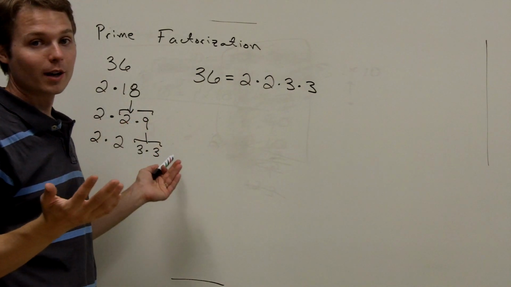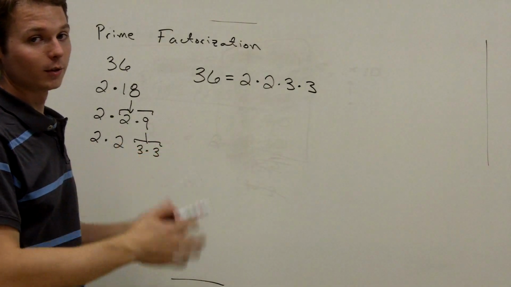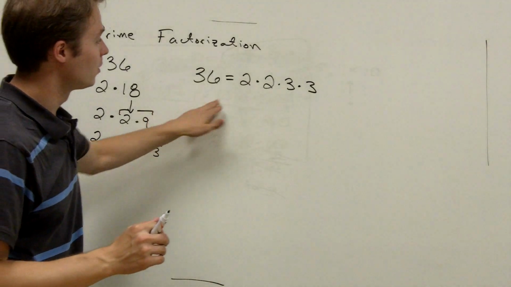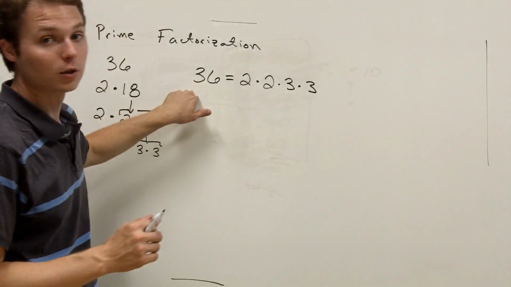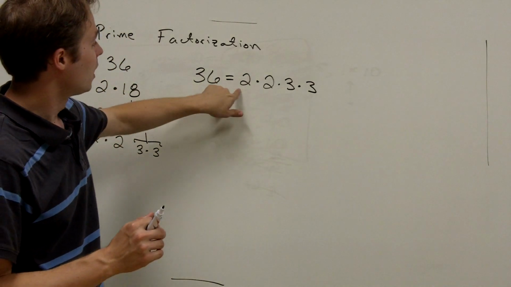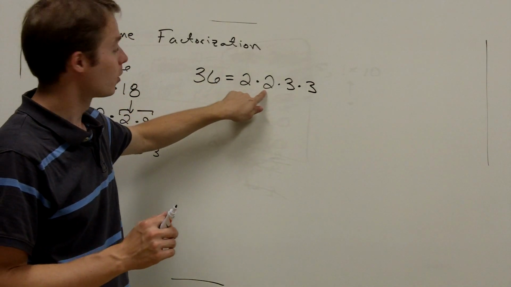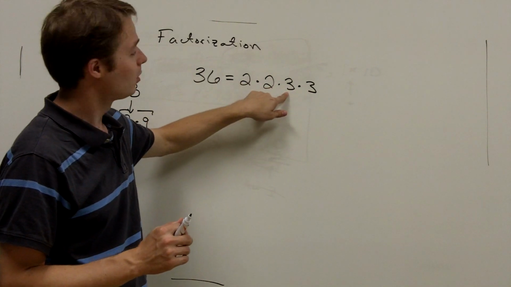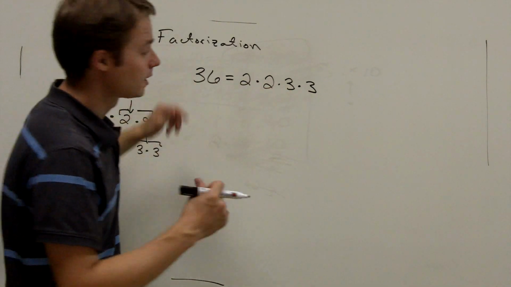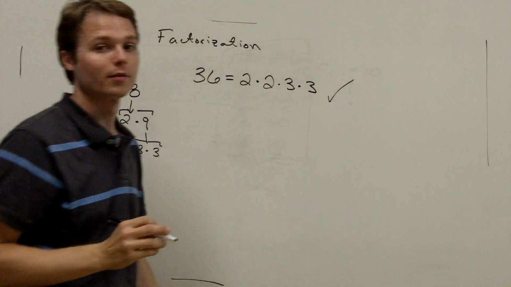Now you can always know that you're correct when you do prime factorizations, because all you have to do is multiply all these numbers back out and make sure you get back to the correct number. So here 2 times 2 would be 4, 4 times 3 would be 12, and then 12 times 3 would be 36. So I know I'm definitely correct on that.